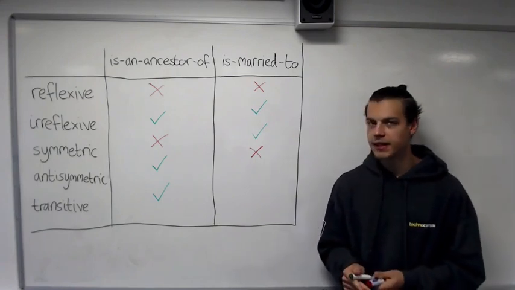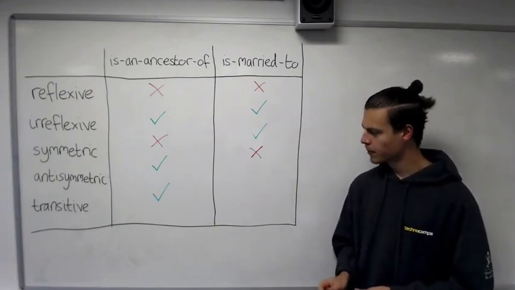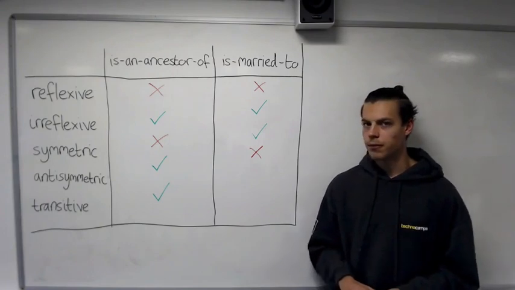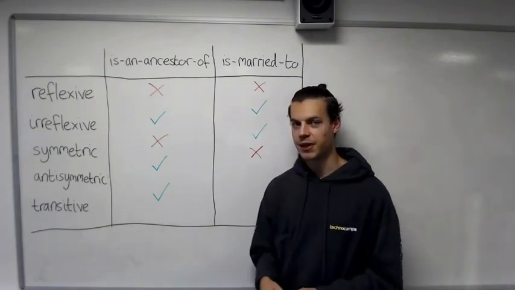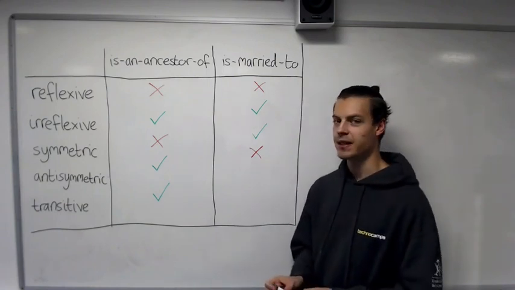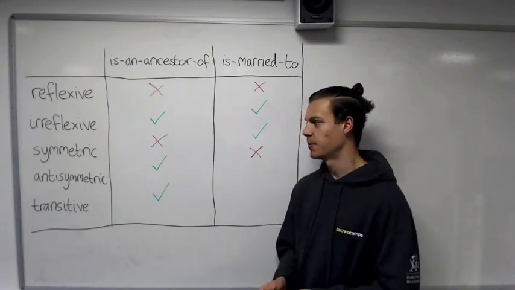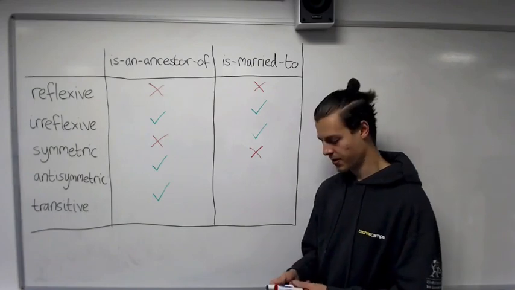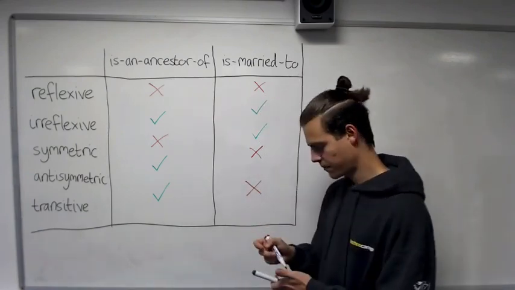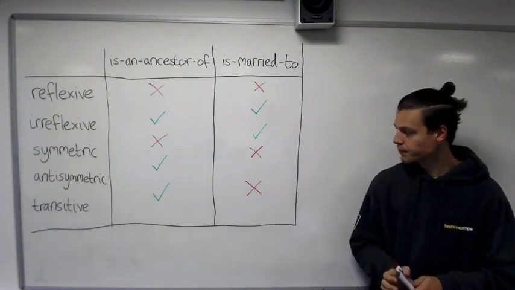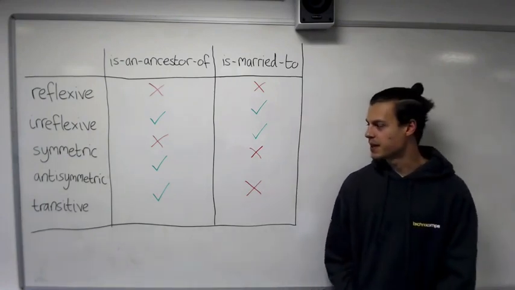Finally, is this relation transitive? Well, if this relation was transitive, then that would mean by symmetry that a person is married to themselves. But this is, of course, not true. And there are the properties of these relations.